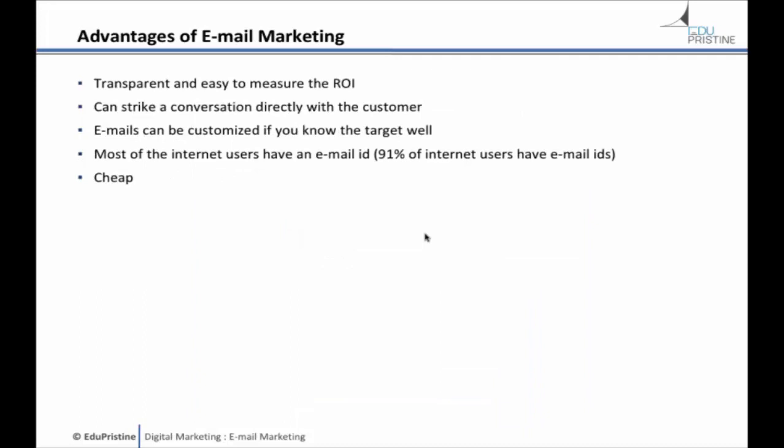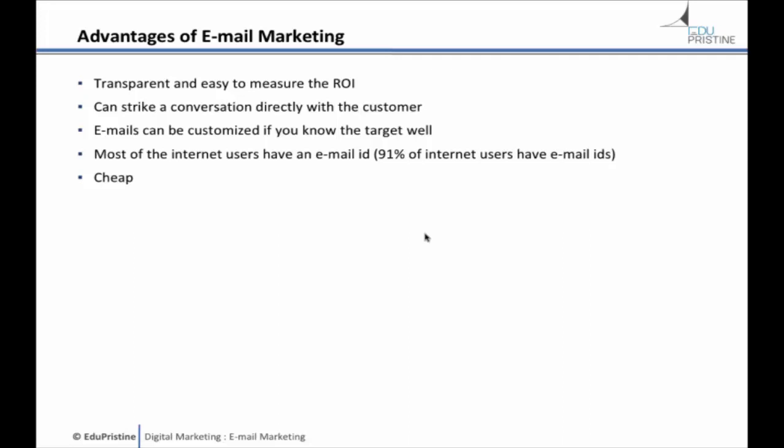So what is the advantage of email marketing? One, it is very transparent and easy to measure the ROI. Basically you say that I invested X amount to buy the database, or X amount to create the emails and send them, and depending on that, this is the kind of revenue that I've generated through them. Okay, it can strike a conversation directly with the customer. Since you're sending an email, and if you know at least their name, it becomes a very personalized communication.